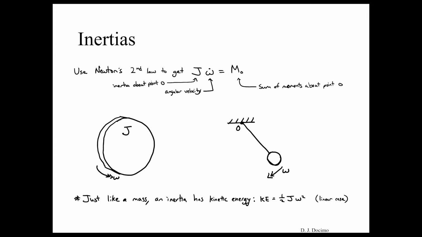And just like with masses, an inertia stores kinetic energy. So KE is 1/2 times J omega squared for a linear case. Very similar to the translational case for these rotational systems.